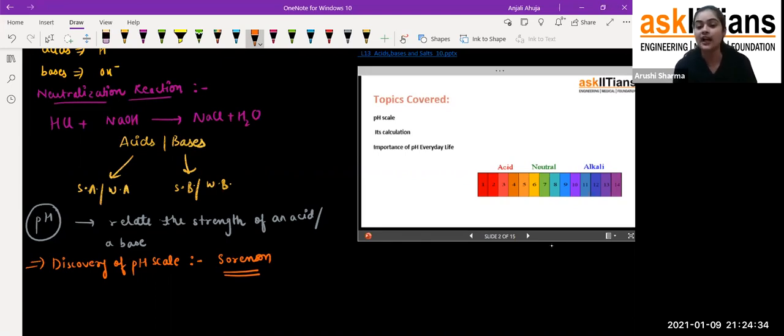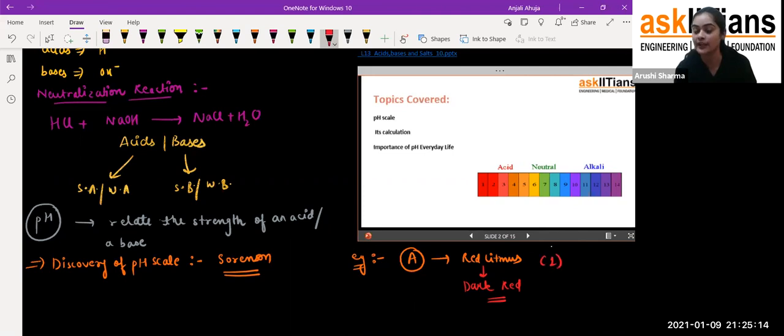For example, students, I have taken a substance, compound A, and I have dipped the red litmus into it. What will happen is that this red color converts into a dark red color. The red litmus paper is not actually that dark, but it converts into dark red. Now when I compare this dark red color with this pH scale, I find that it matches the color present at the position of 1. So I come to know that the pH of this particular compound A is equal to 1. So students, the pH scale has a pH which ranges from 1 to 14.